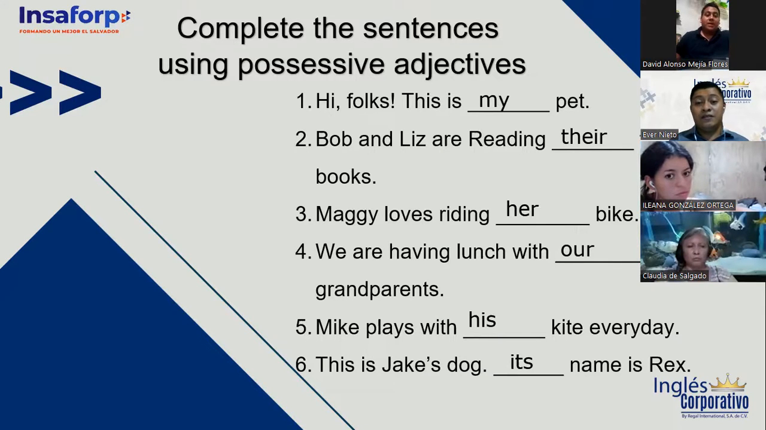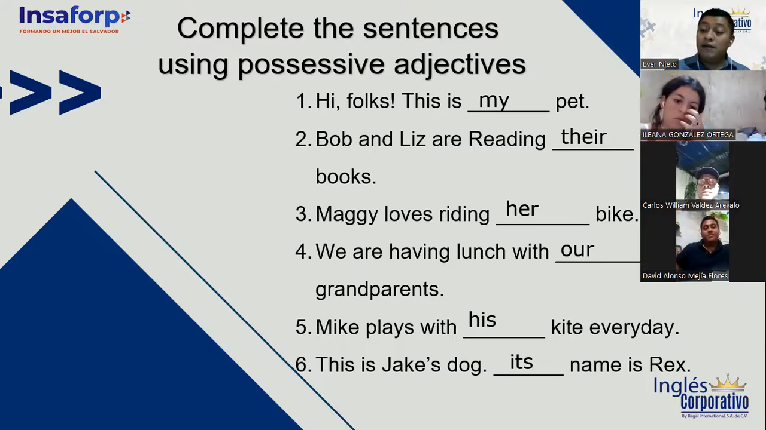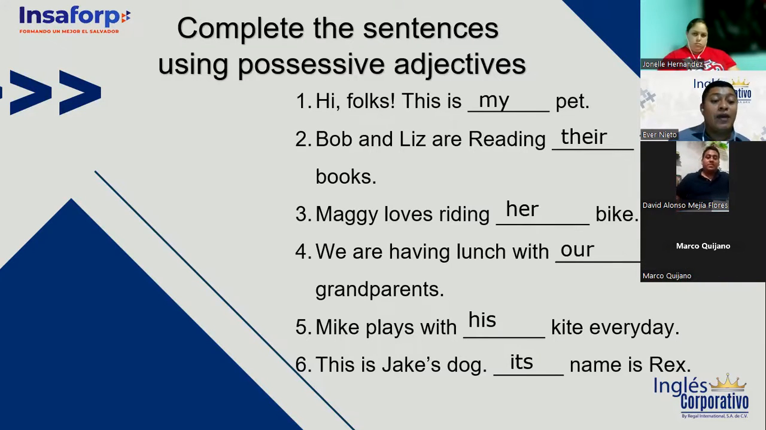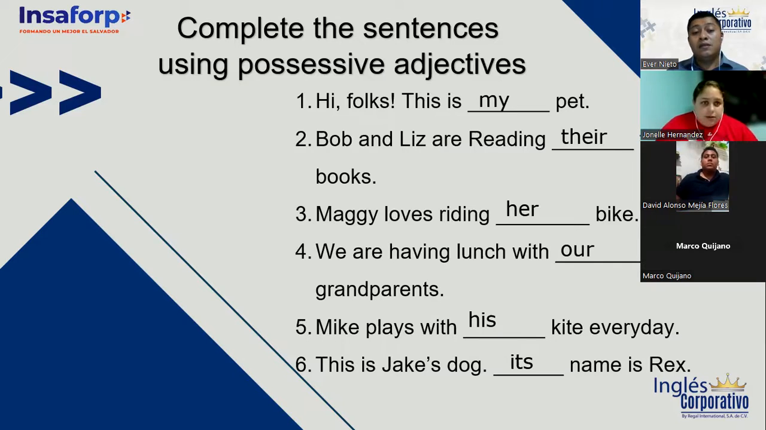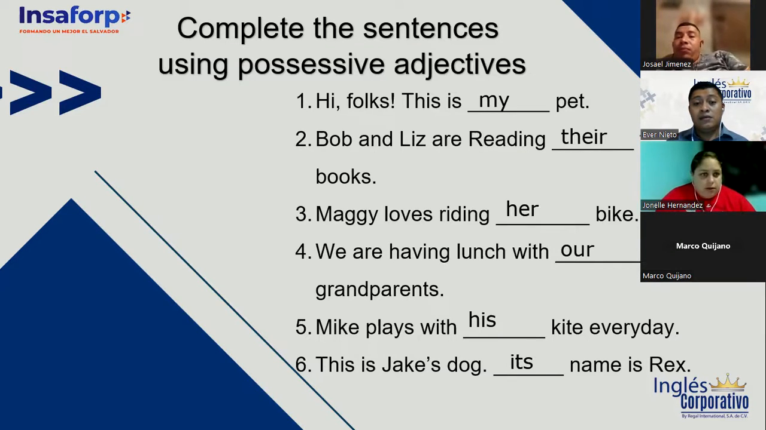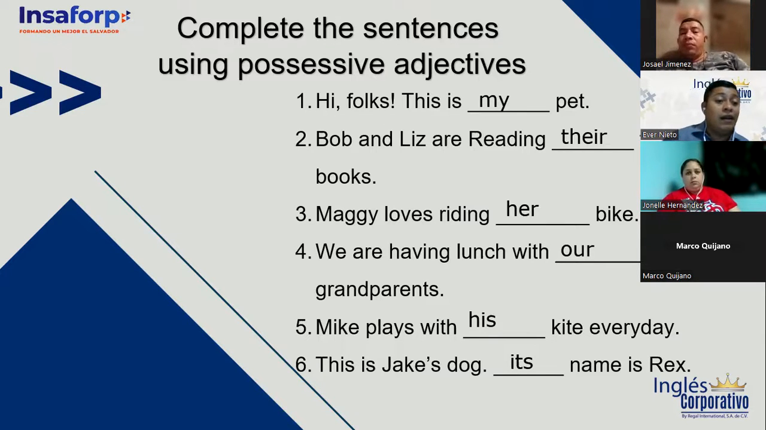Hi, folks. This is my pet. Bob and Liz are reading their favorite books. Maggie loves riding her bike. Thank you. 4, 5, and 6. Anyone? Me, teacher. Okay. First, Marco, and then Jonel. We are having lunch with our grandparents. Mike plays with his kite every day. This is Jack's dog. Its name is Rex. Perfect job. Thank you. Jonel, 1, 2, and 3, please. Hi, folks. This is my pet. Bob and Liz are reading their favorite book. Maggie loves riding her bike. Excellent job. Thank you. Super job, Jonel and Josael.